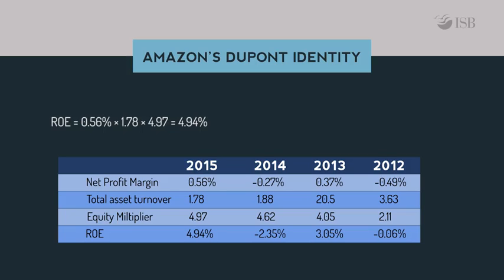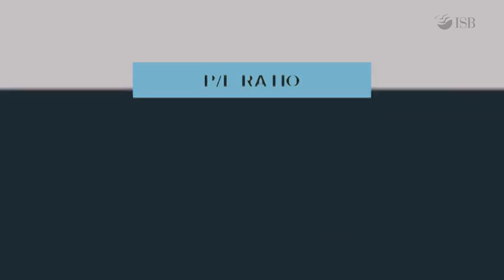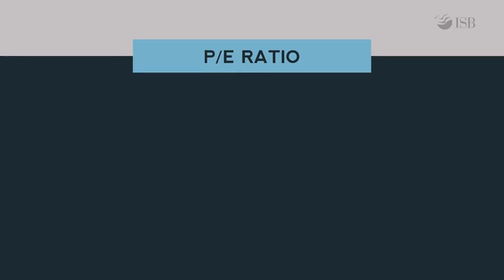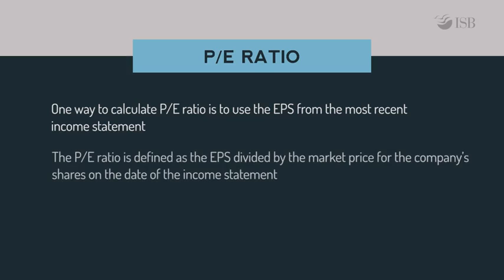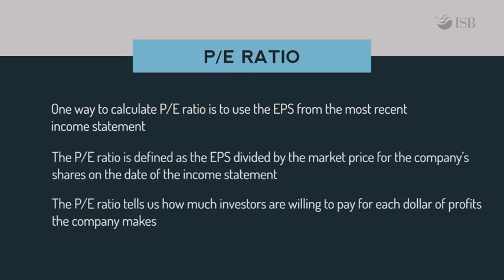The last part of financial statement analysis in this course is measuring a company's value from its financial statements relative to its current stock price. There are a number of such ratios, but we are going to talk only about the price to earnings PE ratio here. One way to calculate PE ratio is to use the EPS from the most recent income statement. The PE ratio is defined as the market price for the company's shares on the date of the income statement divided by the EPS.